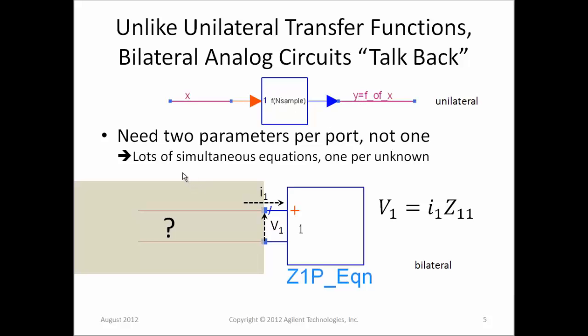In PCB traces and packages, this is far from the case. You have a true bilateral system. In fact, PCB trace is actually reciprocal, which is the kind of limiting case of bilateral. And when you have this bilateral characteristic, you have to have two parameters per port and not one. You can characterize the input of a unilateral block with just a single parameter, x, the input. In a bilateral system, you need two parameters per port.